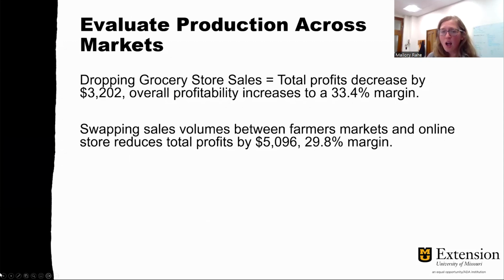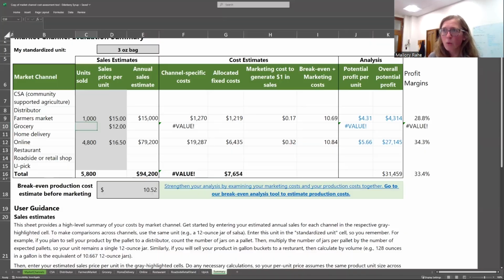So now let's do a second scenario where we look at adjusting. Let's say we flip. I've never launched an online store. What if I really can't do it that well? But I'm going to say that I can still sell. What if I can hypothetically sell the same amount of total product, but my market channels flip? So here, I've lost $5,000 in total profit, and my margins have gone down to higher than what they were with grocery stores, but a little bit lower, very close to that 30%.